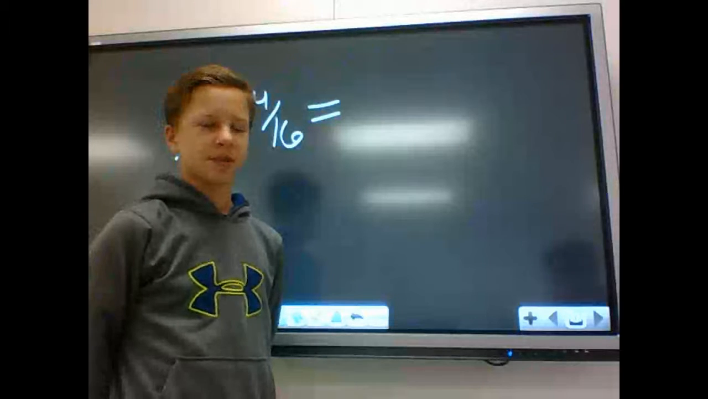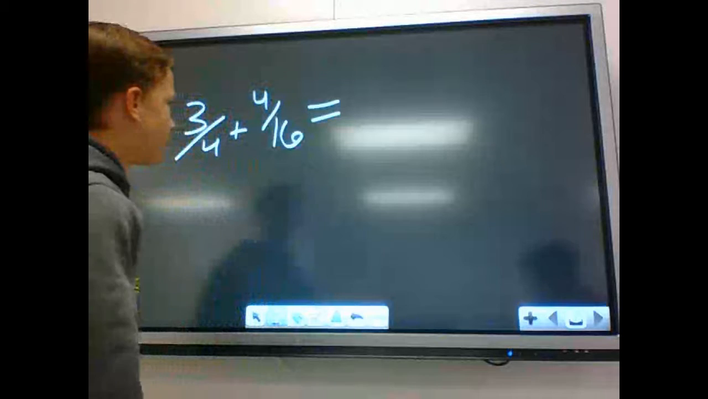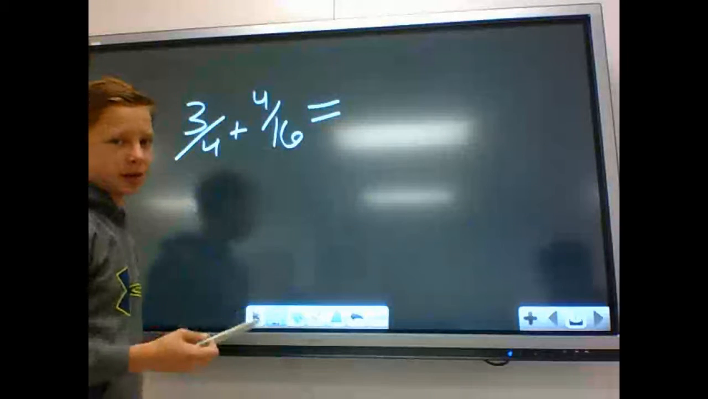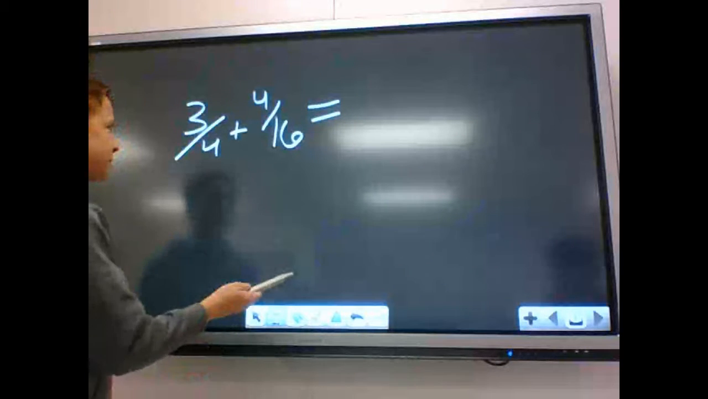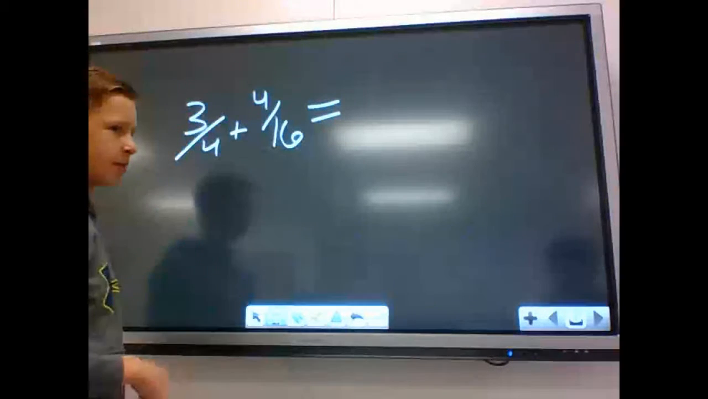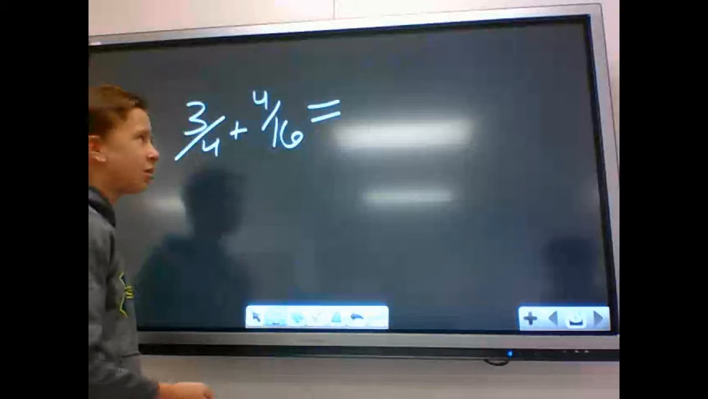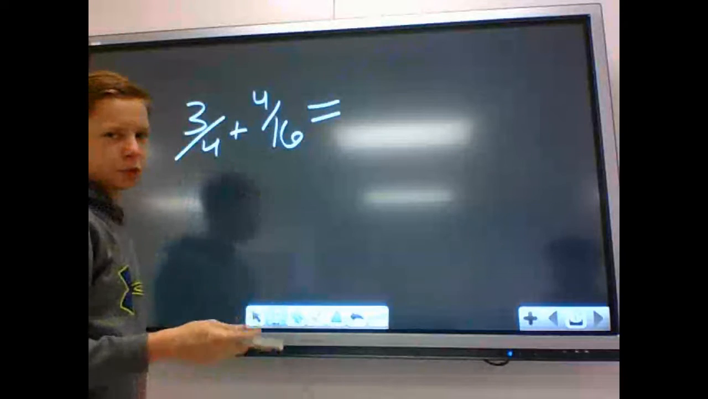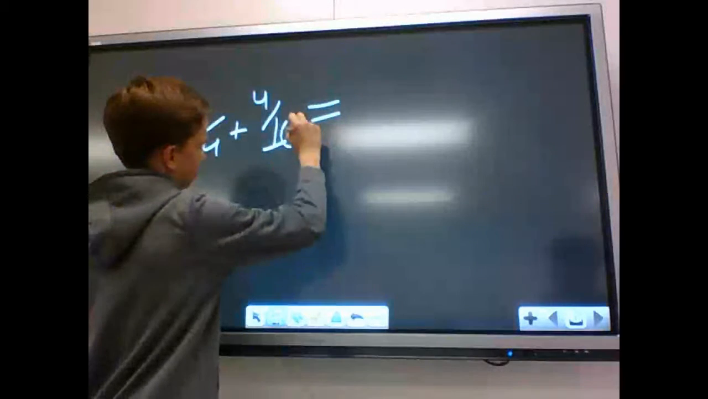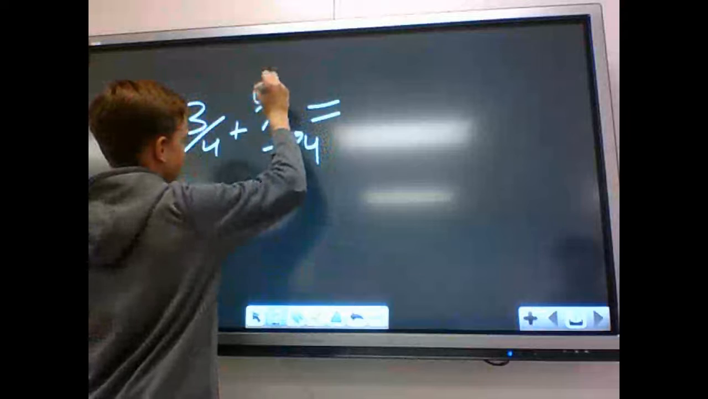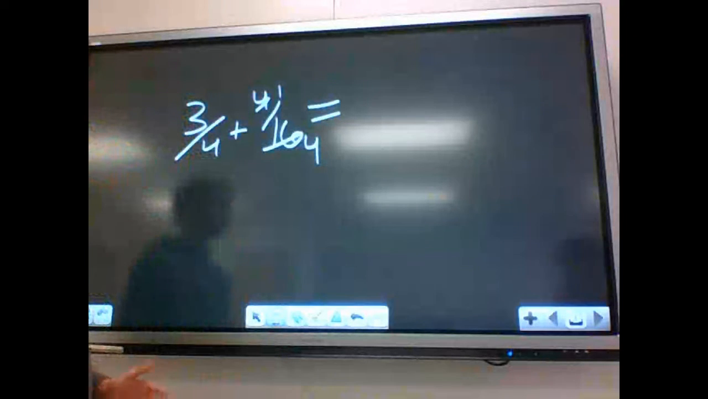Our other example of addition is 3/4 plus 4/16. So, first we see if the bigger denominator can be divided into the smaller one. So, to get from 16 to 4, we would have to divide by 4. Now, we see if the numerator can be divided by 4. 4 divided by 4 would equal 1. So now we divide. 16 divided by 4 is 4, and 4 divided by 4 is 1. So now, it's 3/4 plus 1/4.